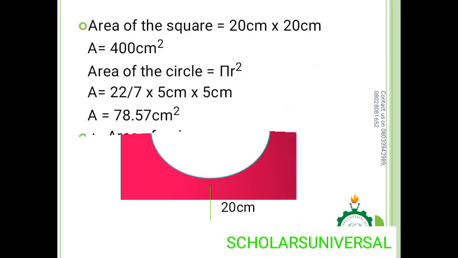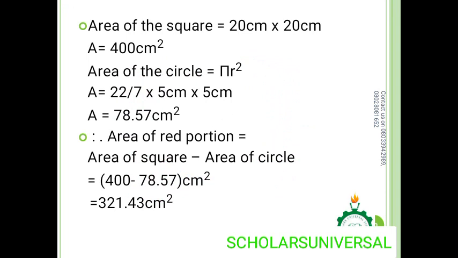Alright, let's move on. Area of square is what? Length times length or breadth times breadth, and that is what? 20 centimeters times 20 centimeter, that is 400 centimeter square. Area of the circle is what? Pi r square. So you substitute in your formula. Thank God it was the radius given to you, so you substitute for your radius to be 5 centimeter times 5 centimeter, and pi is what? 22 over 7. So when you calculate that, you have 78.57 centimeter square.